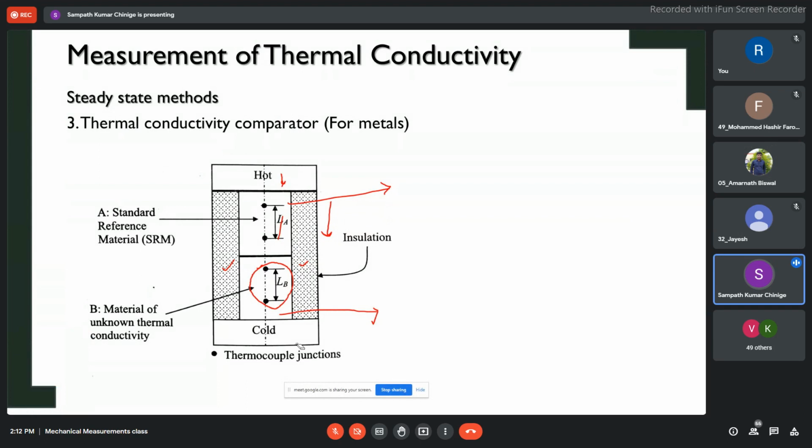Ultimately, whatever heat flux I am giving at a steady state through material A, it should go through material B. The only problem, a very important thing, is that you should not have any gap between these two materials. Because if there is an air gap, a resistance comes in, and your QA will not be equal to QB. So you have to fill this gap with a suitable high thermal conductivity material, so that there will not be any loss.